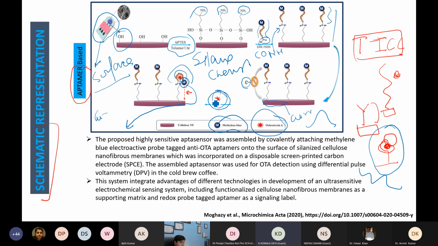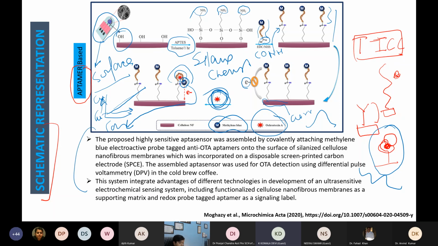So this should have a concentration. So what you will get? The concentration on the x-axis. On the y-axis you will get a current. You keep on increasing the concentration of the ochratoxin, and the current on the y-axis will keep on increasing. So that is what I mentioned here. It is explained in this particular diagram.